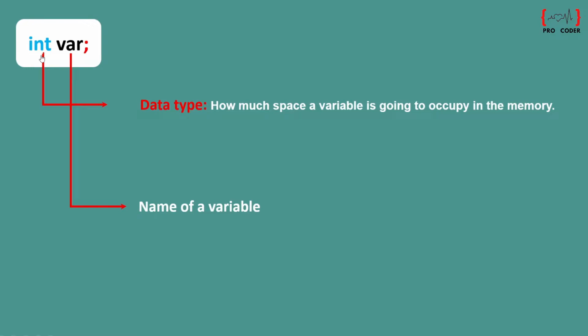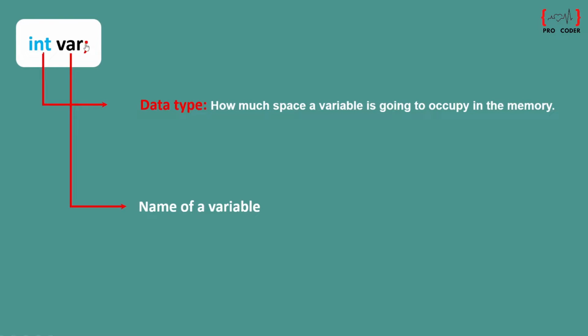Here, the name of the variable is var and it has integer data type. Data type simply means how much space a variable is going to occupy in our computer memory. Therefore, by writing int var, we are declaring a variable. Along with that, we are requesting the compiler to allocate memory for this variable.